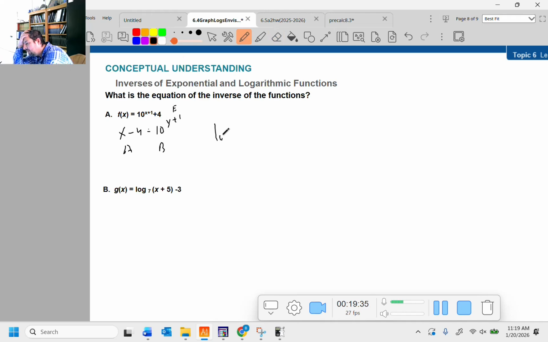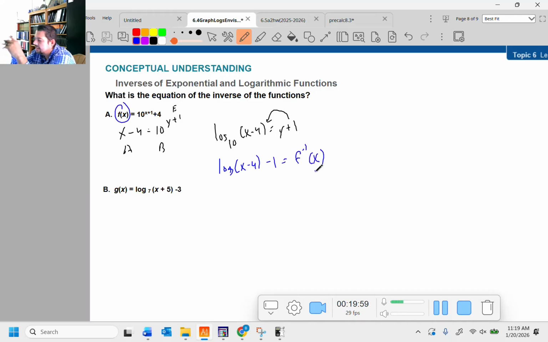I'm going to have a logarithm whose base is 10. Her argument is x minus 4. Remember, the goal was to solve for y here. And that got y on the level. Subtract 1 and you're done. Now, a log base 10 is understood. You're just going to have log of x minus 4 and then take away 1. This is called f inverse of x. There's your inverse. Easy peasy lemon squeezy.